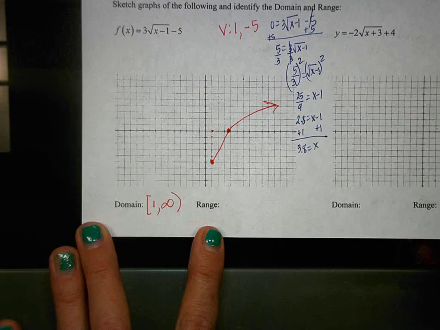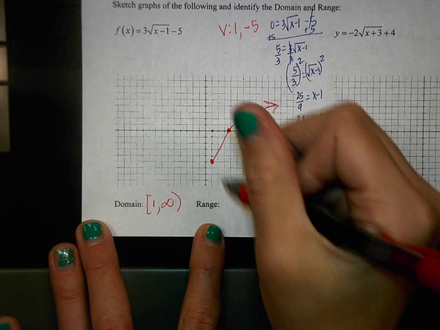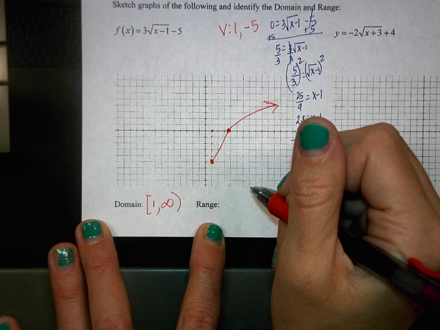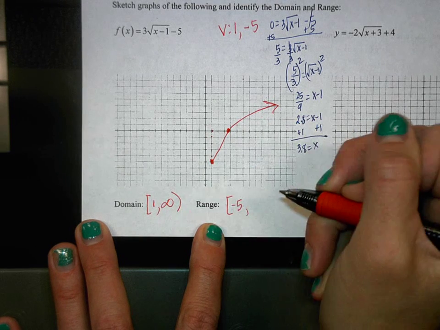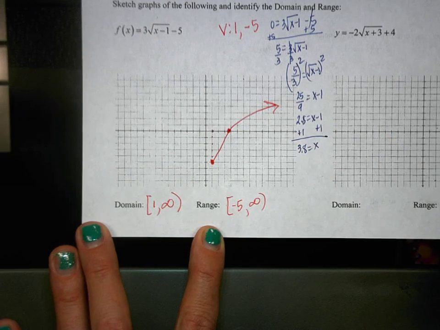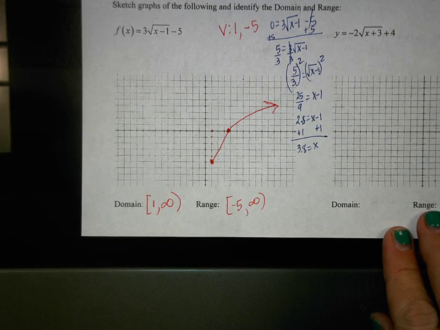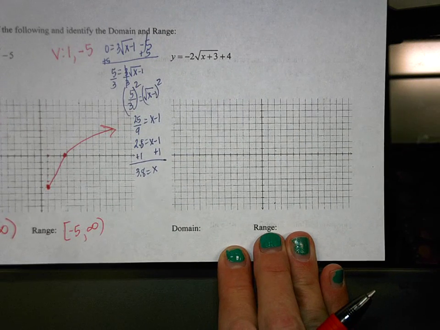Okay, range. What's our smallest range value? -5. Good, -5. And does it equal -5? Yes. So will I use a bracket or a parenthesis? Bracket. Good. And that's at -5, and it goes all the way to positive infinity. Okay? Is that good? Questions? All right, so let's move on to the next one.